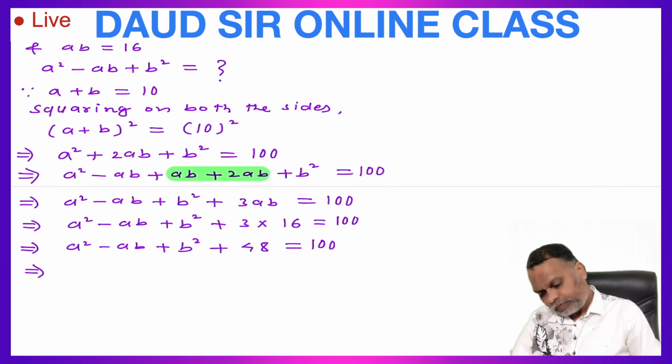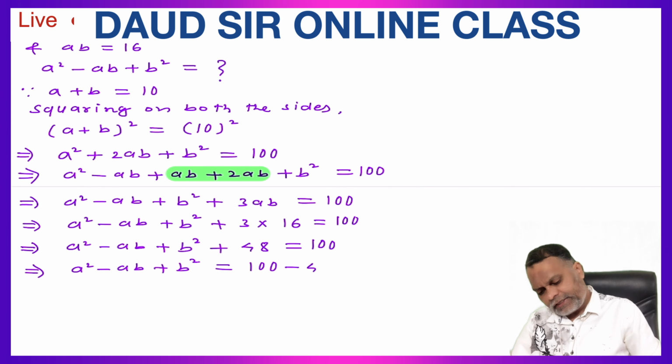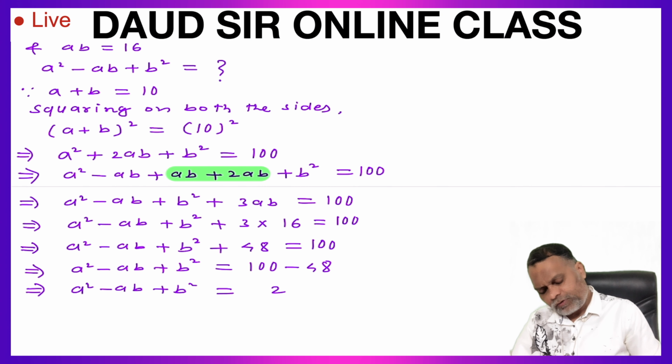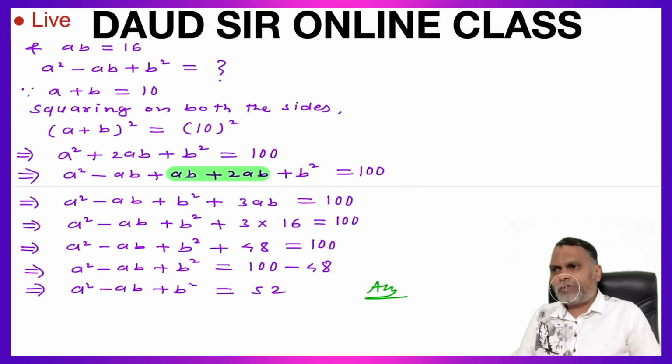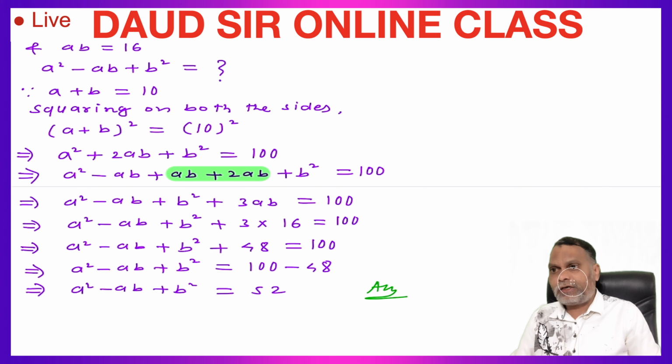So a square minus ab plus b square is equal to 100. Shift this 48 this side, minus 48. So a square minus ab plus b square is equal to 100 minus 48: 10 minus 8, 2, 9 minus 4, 5, 52. This is the required value of a square minus ab plus b square is equal to 52.